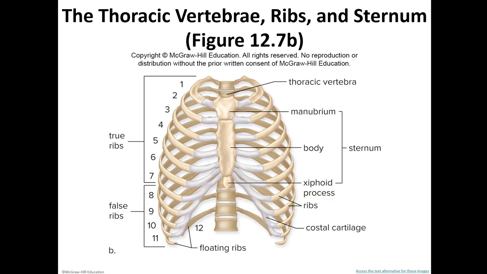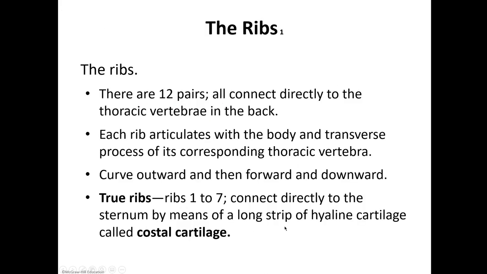You can see the 12 pairs of ribs. The last 2 are considered floating ribs. The first 7 are true ribs, and 8 to 12 are considered false ribs. The ribs are flattened bones that connect to the thoracic vertebrae. The upper 7 pairs connect directly to the sternum via the costal cartilage. These 7 are called true ribs.